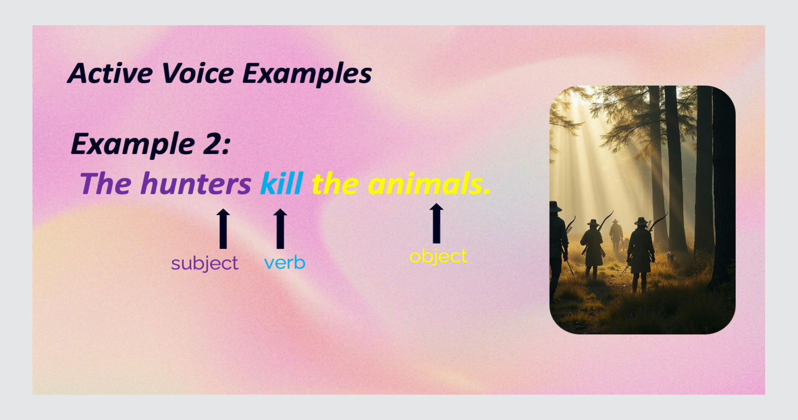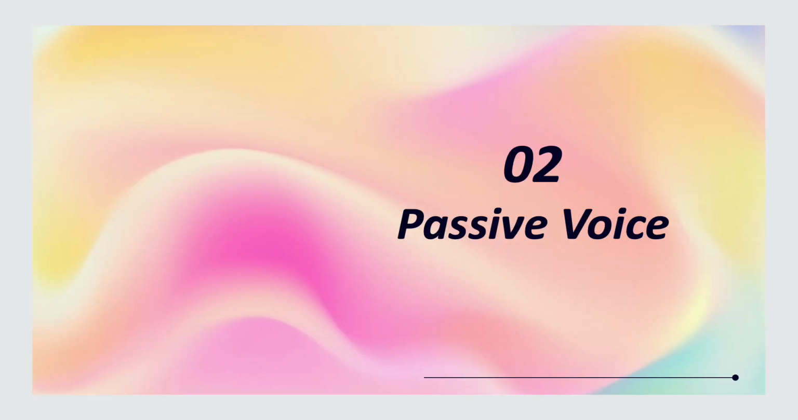Let's take a look at another example. The hunters killed the animals. In this sentence, the hunters is the subject, kill is the verb, and the animals is the object. So normally in our daily life, we use active voice to express our ideas in a way that is more straightforward and easy to understand.